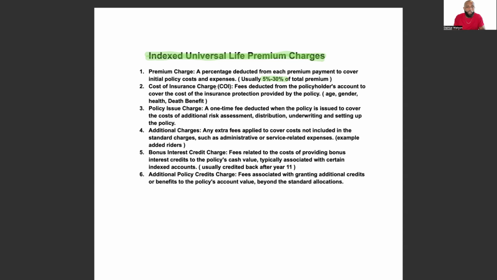The first thing you have is the cost of insurance. These are the fees deducted from the policyholder account, and these are the things that most people already know: the age, the gender, the health, and the death benefit. These are the fees that are charged off the bat inside the policy. So no matter what the policy is, you're going to be charged the cost of insurance. And then you have the fees that you don't know about, that you're charged. That's going to cover these last remaining fees here.